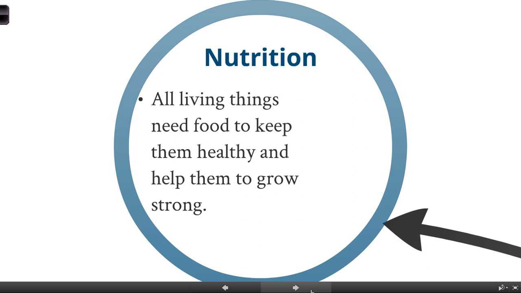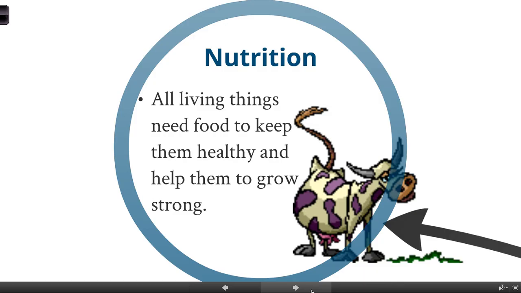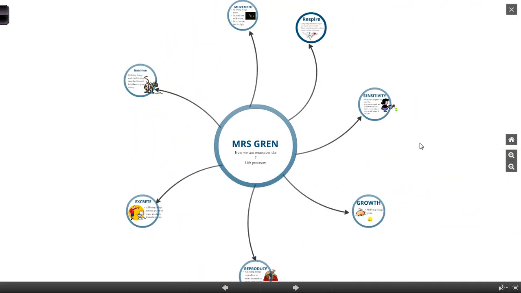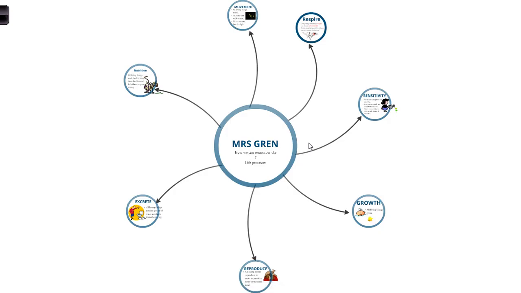Okay, so we're going to leave it there. A really nice quick one. Basically, there's our 7 life processes summed up nicely with our little acronym here, Mrs. Gren. So all you really need to do is know what each letter stands for, maybe be able to describe each one, but really just know what each letter stands for.